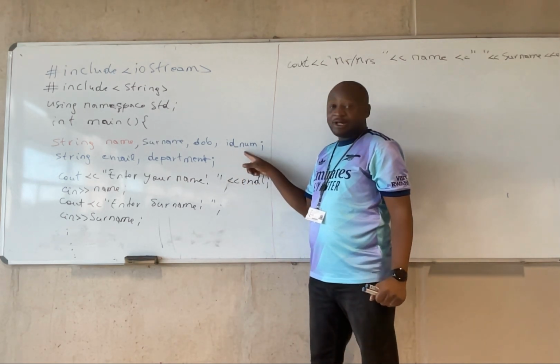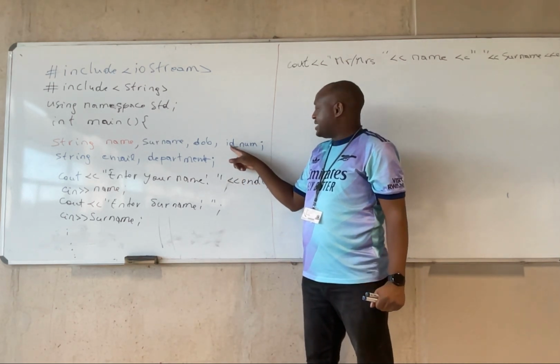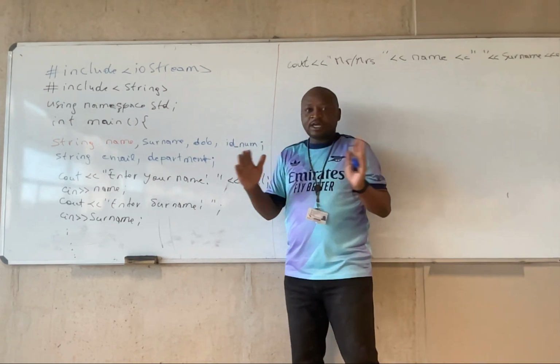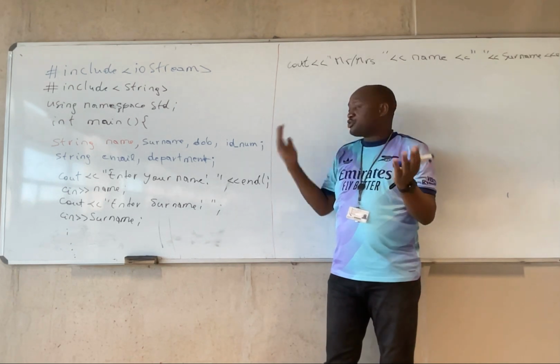For example, here I want the ID number. What I did, I said ID underscore num. That makes it like one word. Don't put spaces in between, because that will give you an error.